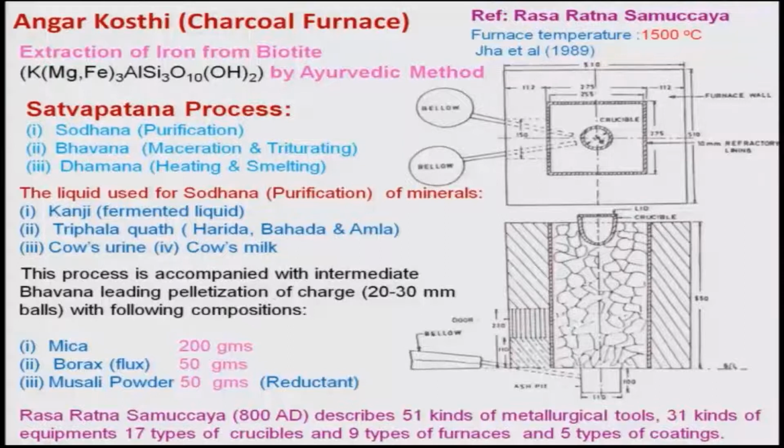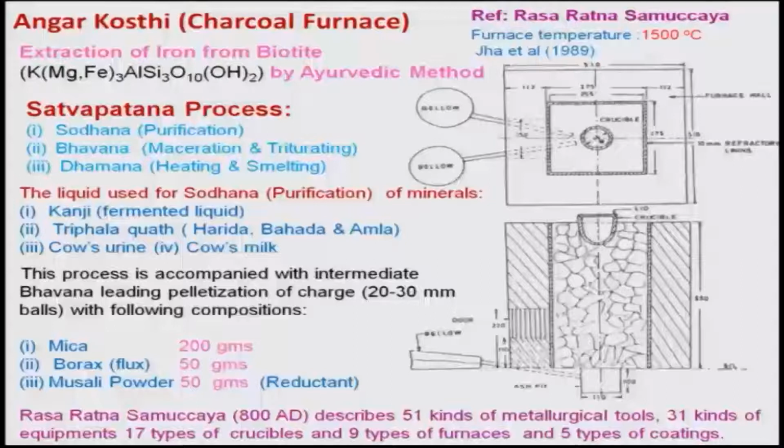This process is accompanied by intermediate bhavana leading to pelletization of the charge, making 20 to 30 balls made of mica around 200 grams, borax 50 grams, and muesli powder 50 grams. Of course, this will act as a reductant, and it is mixed with the iron powder and kept in the crucible. You then heat it with the help of bellows, and the material can go to a very high temperature, 1500 degrees Celsius. The problem with this method is that you get iron only in small quantities, not 250 kg per day.